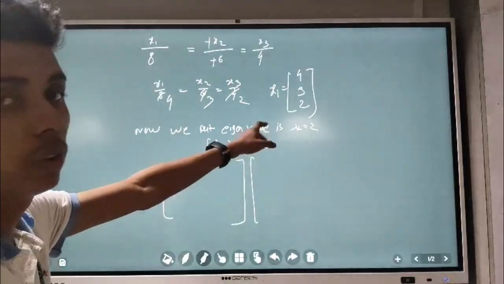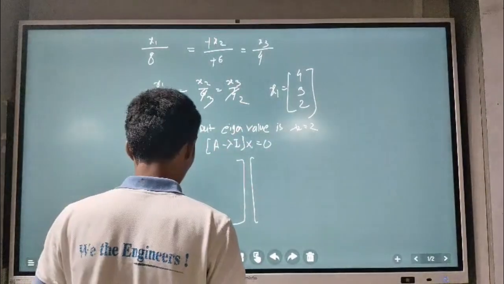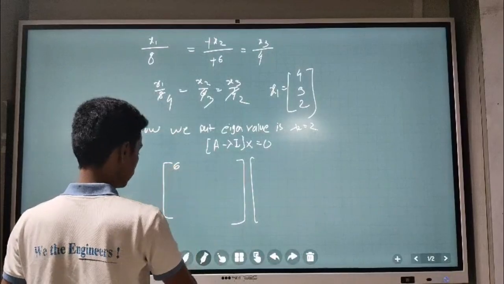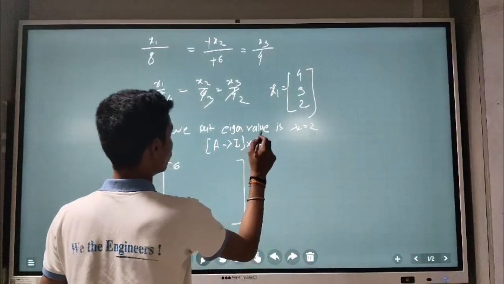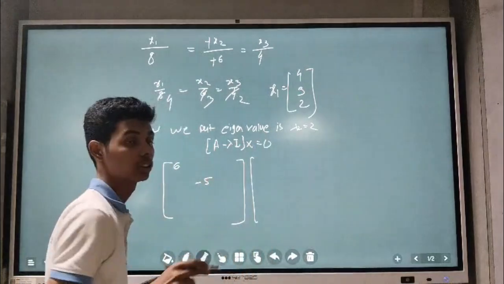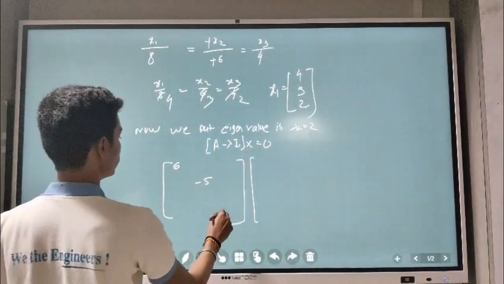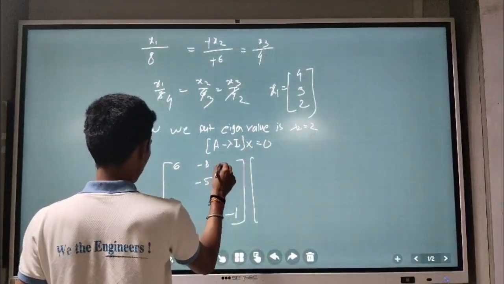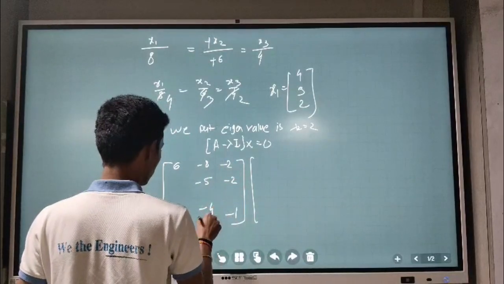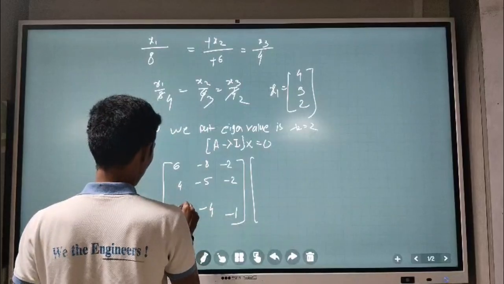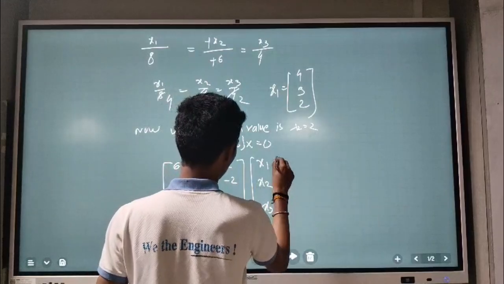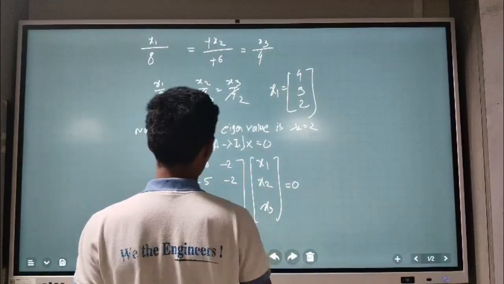We subtract lambda 2 from the diagonal of the given matrix. We get the equation: 8 minus 2 is 6, minus 3 minus 2 is minus 5, and 1 minus 2 is minus 1, minus 8, minus 2, minus 2, minus 4, 4, 3, with x1, x2 and x3 equal to 0.